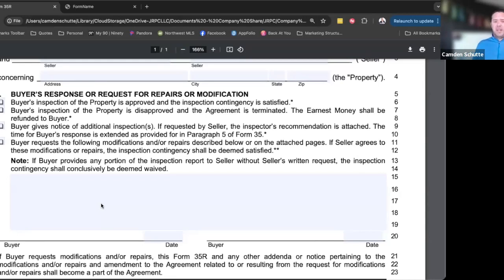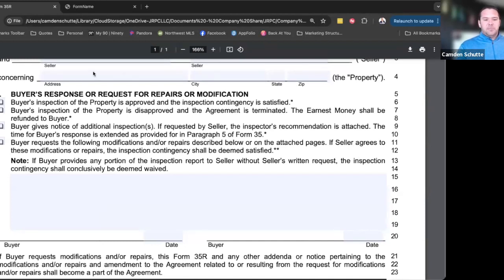So the first step is the buyer's response. They have a few options. The buyer could say, I've inspected the property and approved the inspection. We're happy with everything, and we've waived our contingency. There's nothing else that needs to happen after that. It's simply a notice from the buyer to the seller that everything's good and we're moving on.